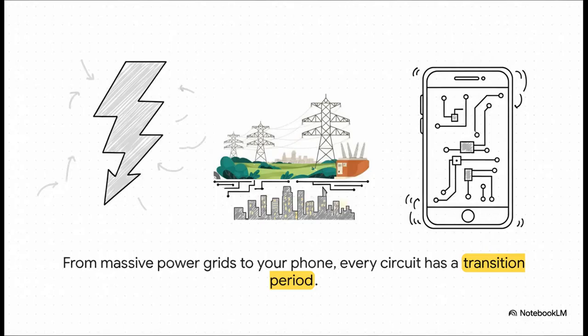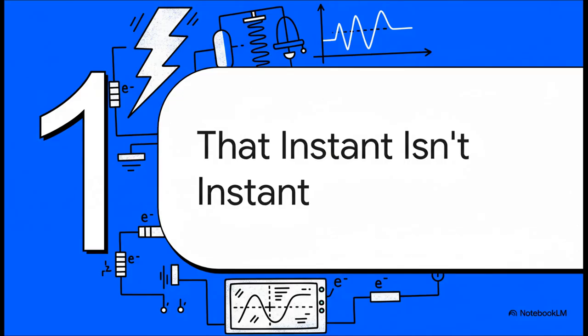And this isn't just about your bedroom lamp. This little transition period happens in every single electrical circuit out there. We're talking about the massive power grids that light up entire cities, all the way down to the microscopic circuits inside the phone you might be holding in your hand right now. So let's dive into this moment of change.